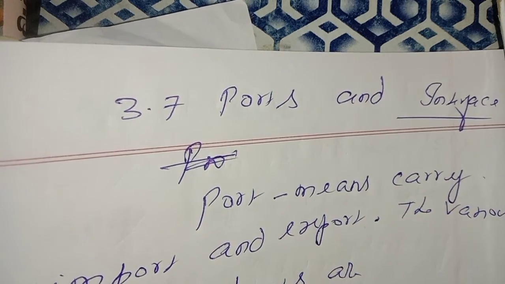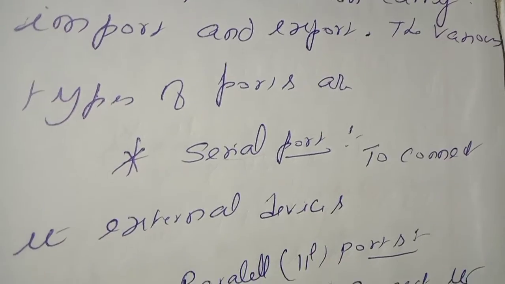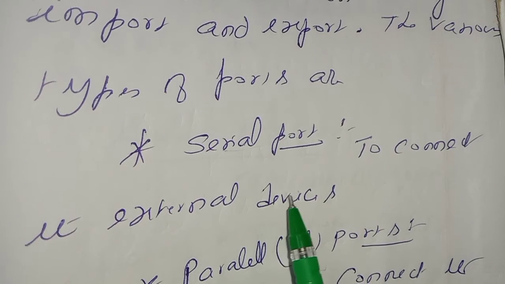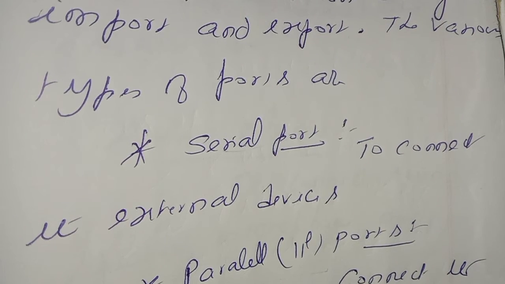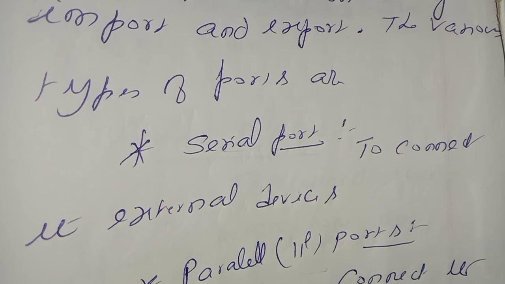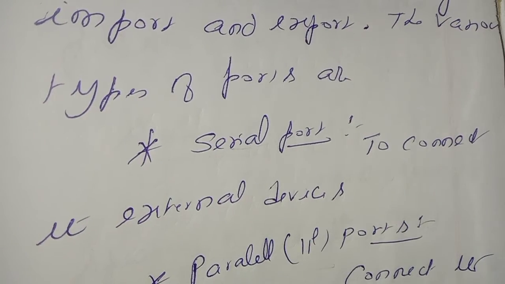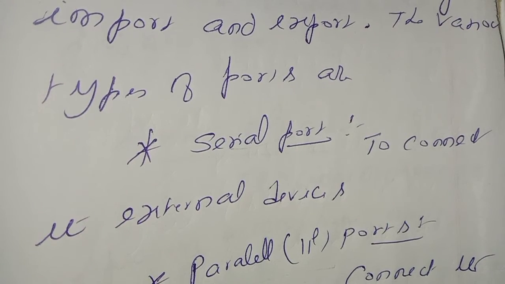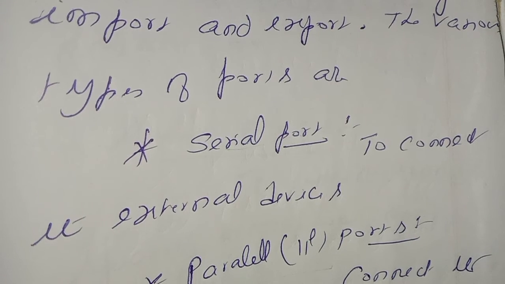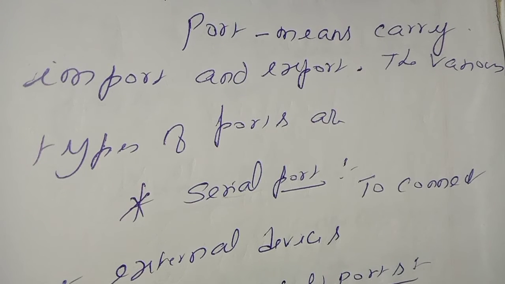There are two types of ports: one is the serial port, another is the parallel port. A serial port passes the device information serially. A parallel port passes it in parallel, so it is very fast. Then why bother about the serial port? Because the parallel port is very costly. Next, USB means Universal Serial Bus, for external devices. Now you understand port, import, export, serial port and parallel port.